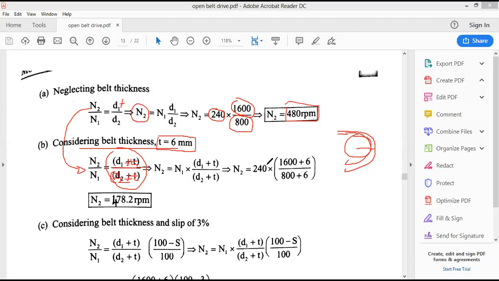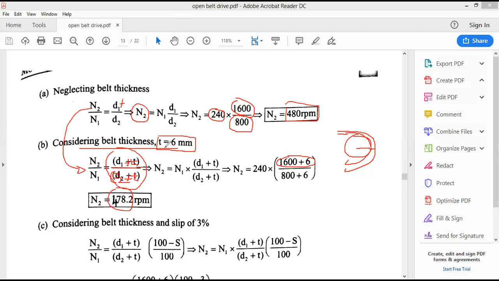So same thing: 240 is the N1 value, 1600 plus 6 mm. Make sure that both these units are in mm. Don't make a mistake over here. Then here it is going to be 800 plus 6 mm. When we solve it, we'll get a value of about 478.2 RPM probably. So this is how we consider the belt thickness and find out the RPM or velocity ratio basically.